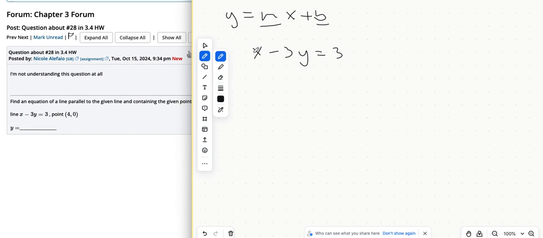So let's start by subtracting the x over to this side. That's going to give us negative 3y equals, I like to write the x first just so it's in the order of mx plus b, negative x, since I brought it over, and then that's a positive 3. And then here we've got to be a little careful. We're dividing everything by negative 3.